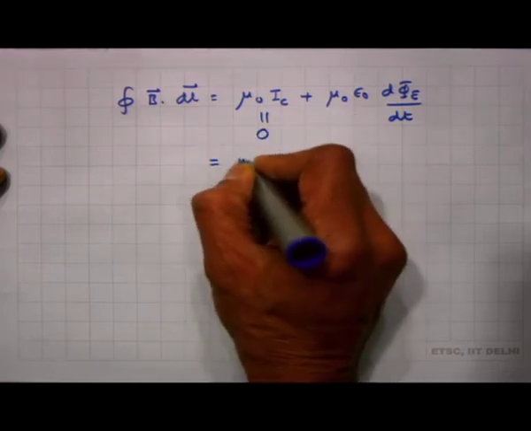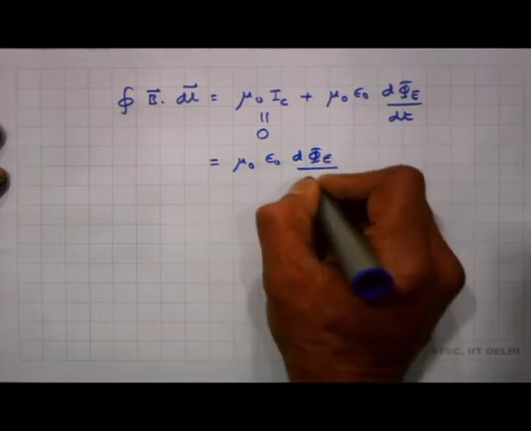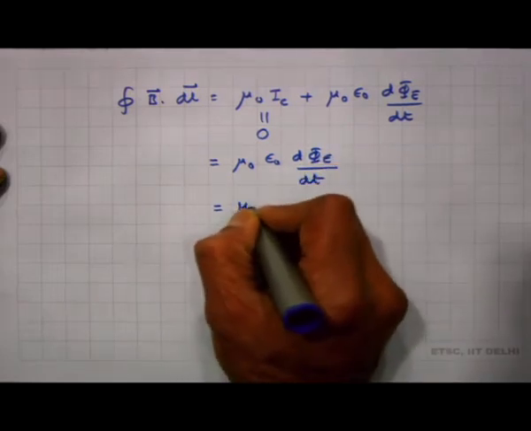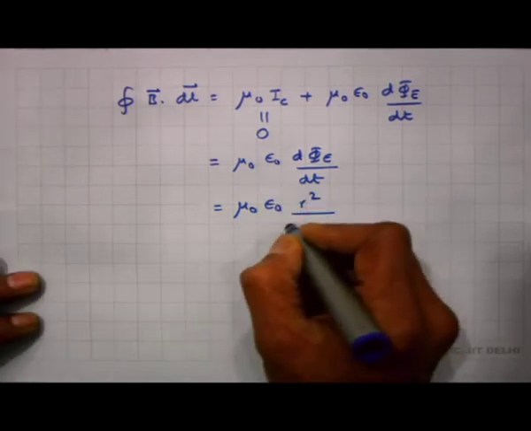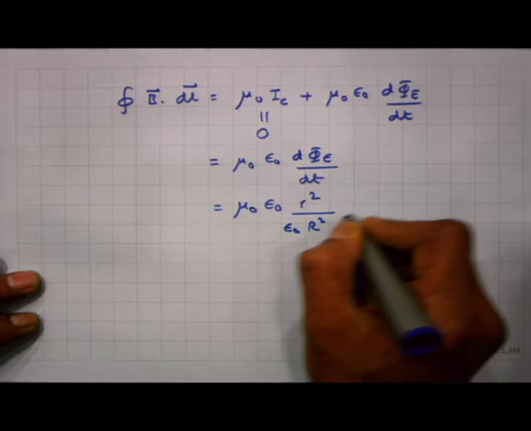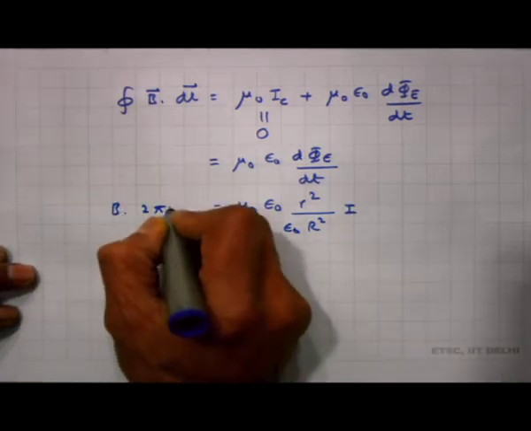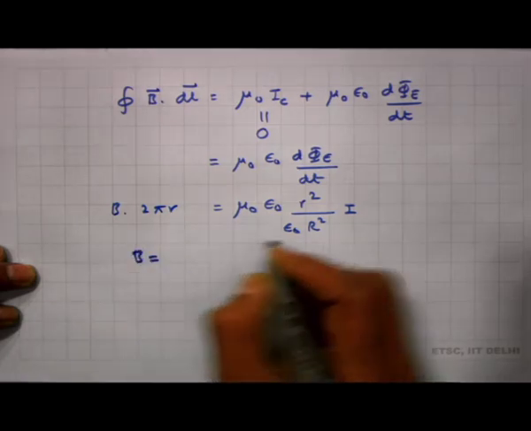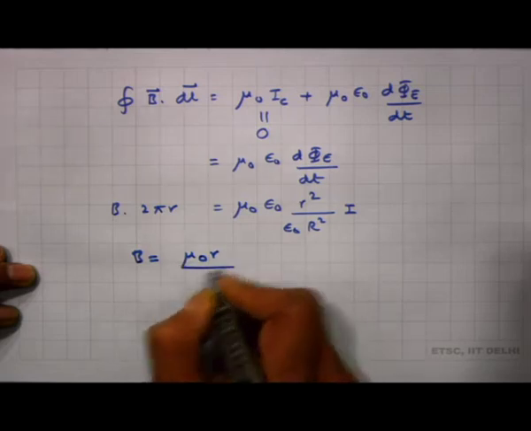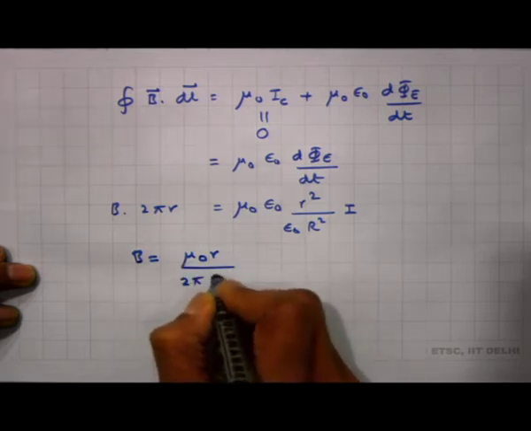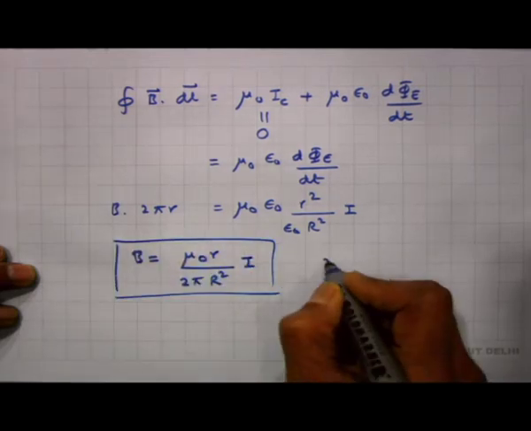So, this becomes simply mu 0 epsilon 0 d phi E by dt, which I have just calculated as r square by epsilon 0 R square into I, and the left hand side I have done as B into 2 pi r. So, B becomes equal to mu naught r by 2 pi R square into I. This is for r less than R.